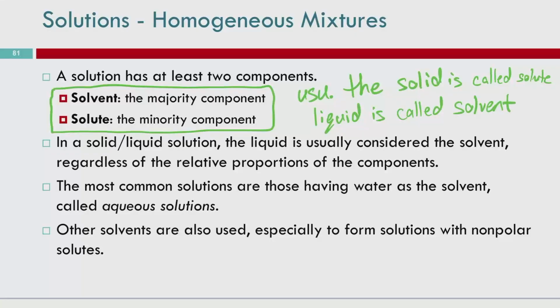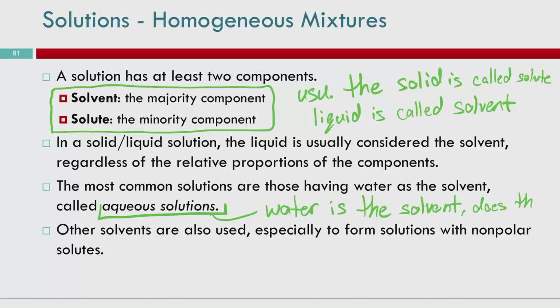So even if we have more of the solid than we have of the liquid, somehow, we would still refer to the solid as the solute, and the liquid is going to be the solvent. We usually think of solvents as liquids. The most common solutions have water as their solvent. If water is the solvent, it's an aqueous solution. So water is the solvent. Water does the dissolving. It causes the other things to dissolve.